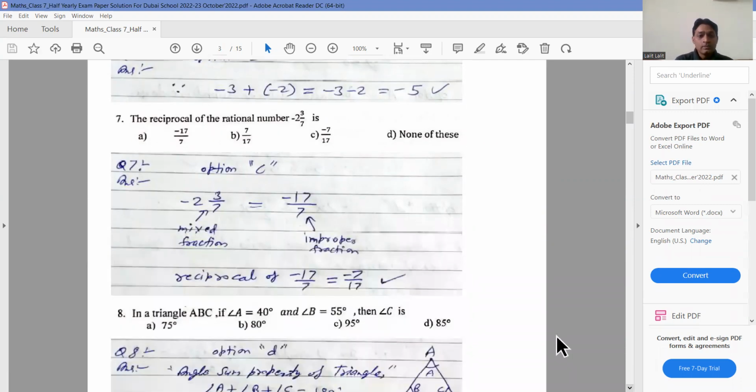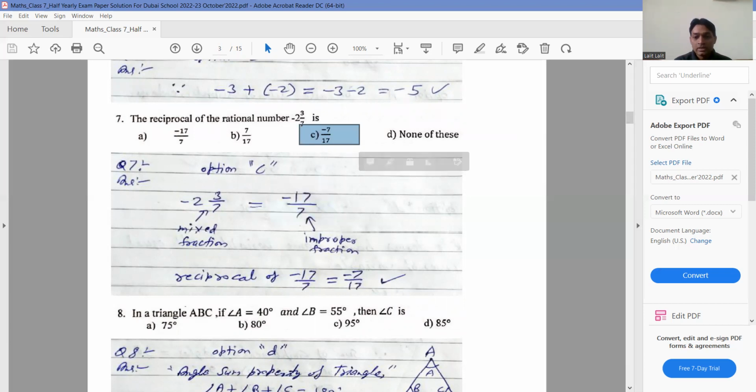Next question. The reciprocal of the rational number minus 2 3/7 is. This is a mixed fraction, so you have to convert it to an improper fraction. I hope you are aware of how to convert a mixed fraction to an improper fraction. You multiply 7 into 2, and add 3, so the answer is minus 17 upon 7. Now you need the reciprocal of this. You just need to reciprocate the number, so minus 7 upon 17. The correct answer is C.